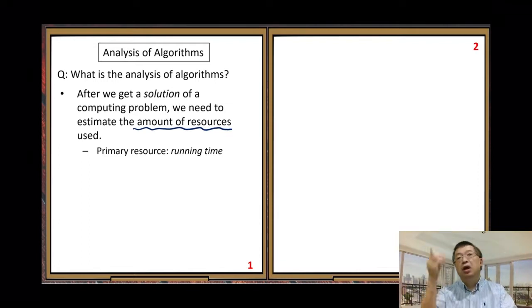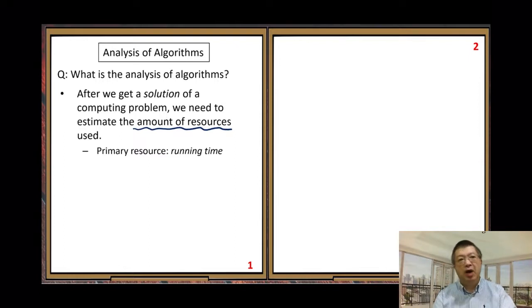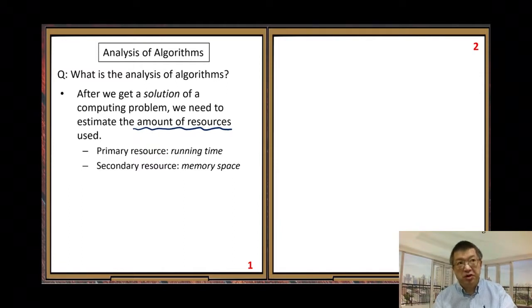We want to reduce the running time as much as we can. The top priority. Reducing running time, the primary resource. But there is a secondary resource with slightly lower priority, but also, if possible, we should consider it. What's that? The secondary resource is memory space. How much memory does your solution use? This kind of resource is also important.